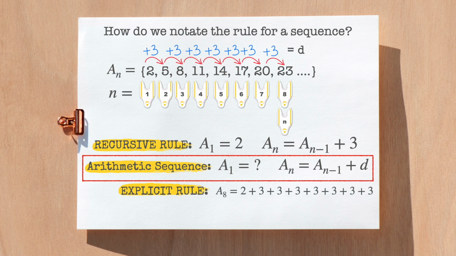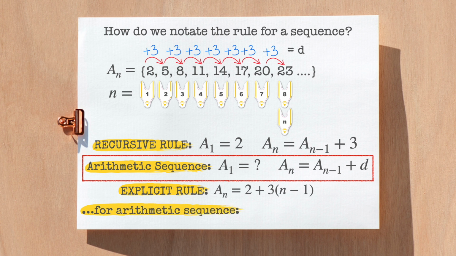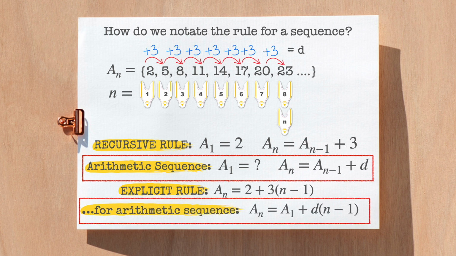So I could write something like a sub 8 equals 2 plus 3 plus 3 plus 3, etc., 7 times. I could also kind of condense that and say that this is 3 times 7, and more generally I can observe that 7 is n minus 1 since we were saying that n was equal to 8. So that gives me a formula that looks like this. A sub n equals 2 plus 3 times n minus 1. And a general formula for an arithmetic sequence would then look like a sub n equals a sub 1, the first term, plus d, the common difference, times n minus 1.